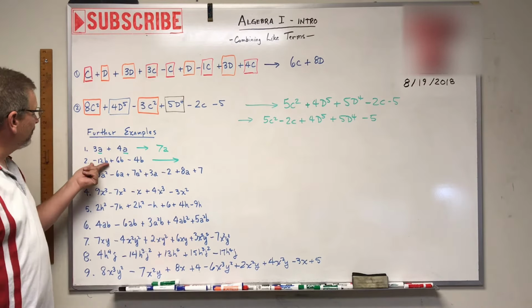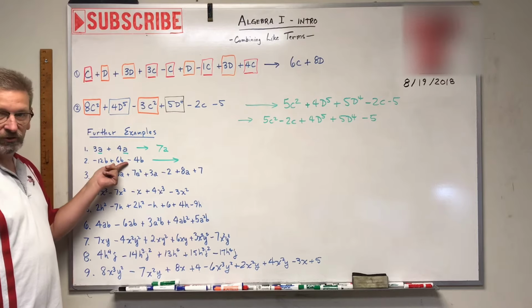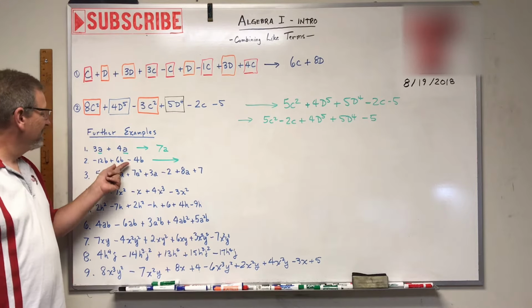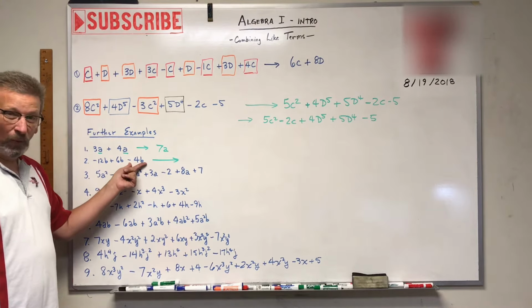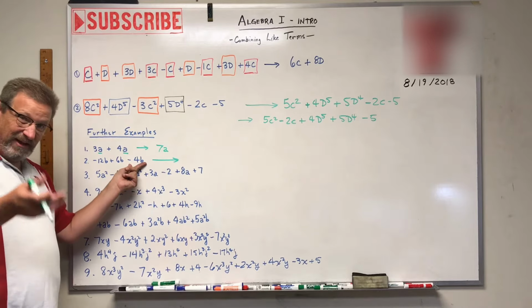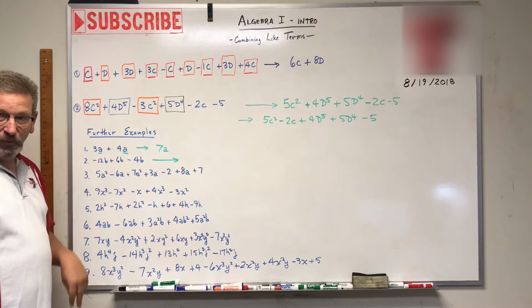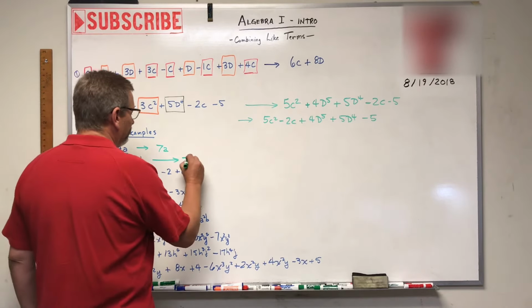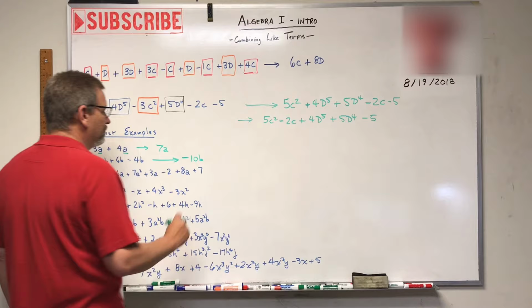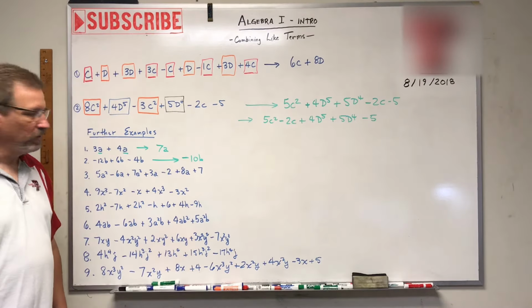So I've got negative 12 of them, and then if I add 6 more to that, I've got negative 6 of them, and I add negative 4 more. Remember, a negative and a negative, that just makes the negative bigger, right? So I was at negative 6, and then 4 more makes that negative 10B, okay? So that's what that reduces to.